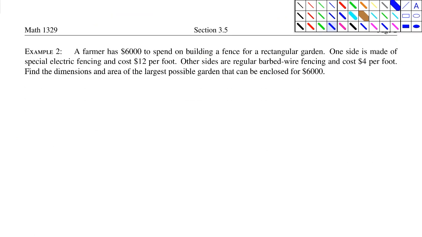Problem example number 2. A farmer has $6,000 to spend on building a fence for a rectangular garden. One side is made of special electric fencing and costs $12 per foot. Other sides are regular barbed wire fencing and cost $4 per foot. Find the dimensions and area of the largest possible garden that can be enclosed for $6,000.